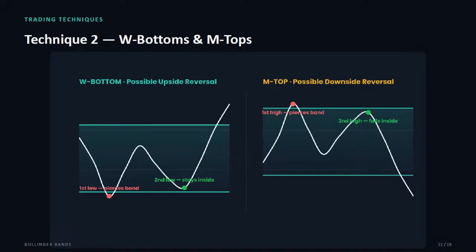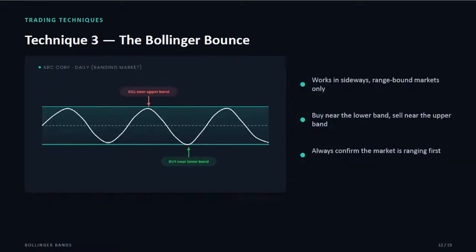Like every technique today, a W bottom or M top works best when it's combined with additional confirmation, which is exactly where we're heading in a couple of slides. Our third technique is called the Bollinger Bounce, and it's designed for a very specific market condition, a sideways, range-bound market, not a trending one. That distinction is critical, so please hold on to it.